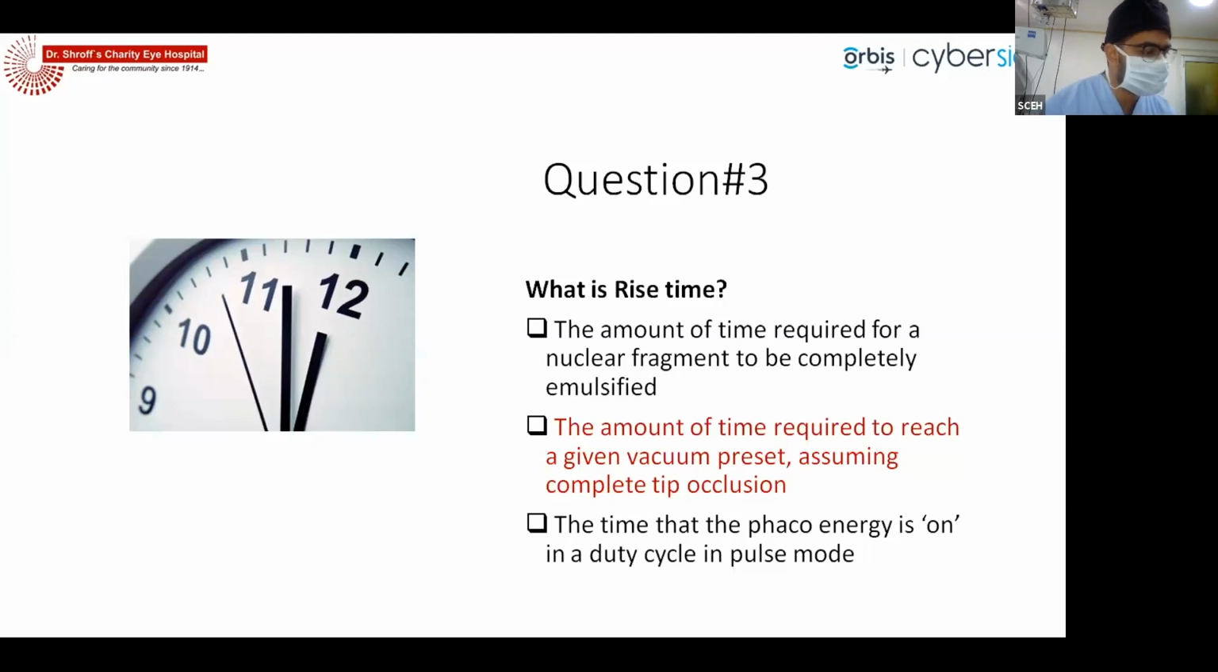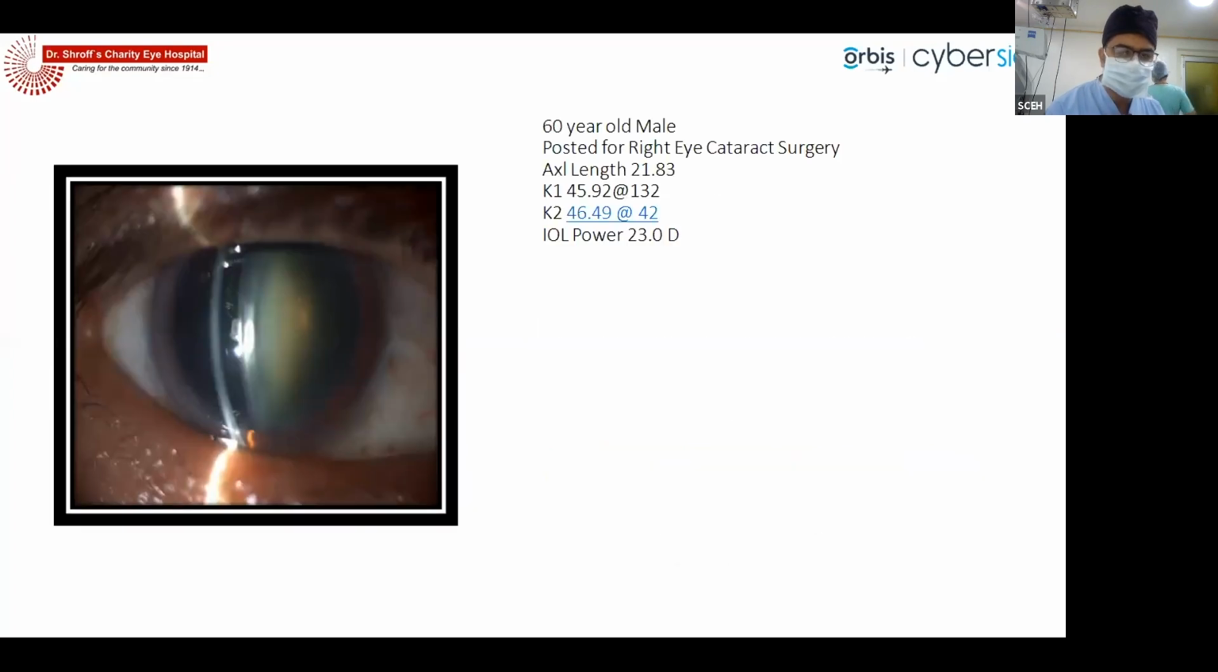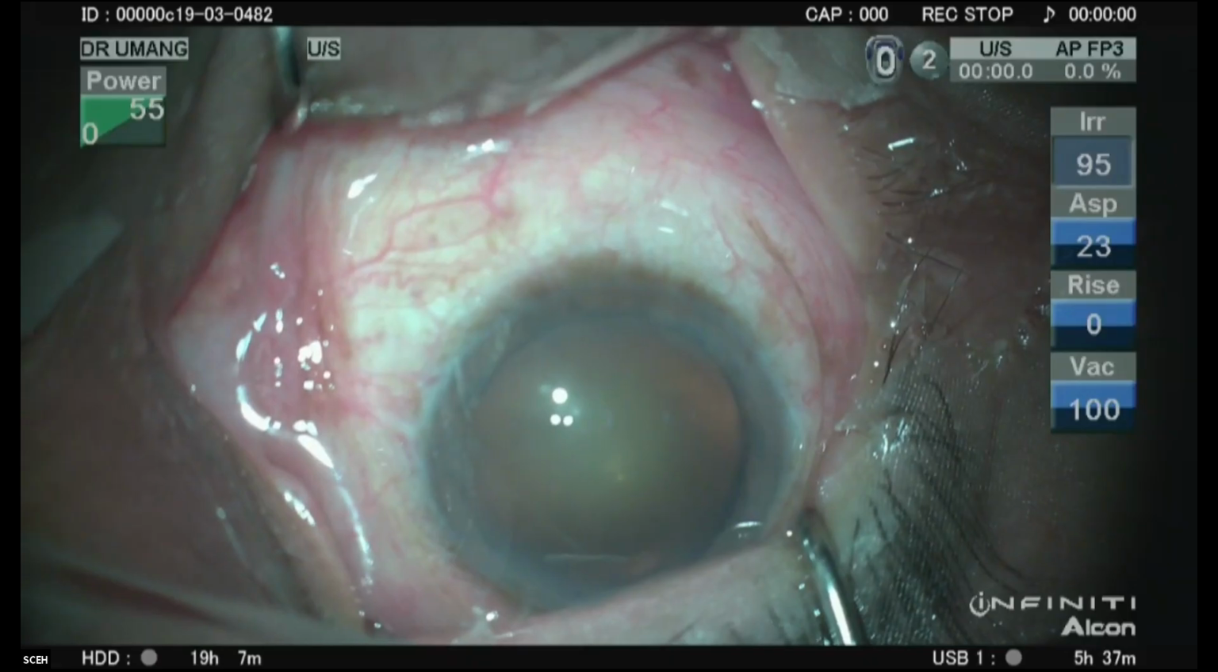Good afternoon, everyone. I'm Dr. Javed. I'm one of Dr. Mathur's fellows. Our first case today is a 60-year-old gentleman. He comes to us from Delhi. He has an unaided visual acuity of 20/200 in the right eye, and he has a nuclear sclerosis grade 2 cataract in the right eye. His axial length is 21.83 millimeters. His K1 and K2 values are 45.92 and 46.49. The IOL power that we've chosen for him today is 23 diopters.